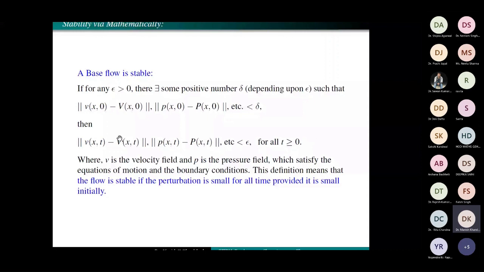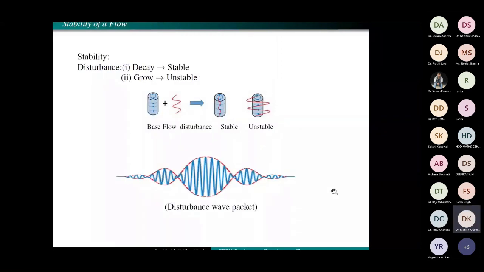Capital B stands for the basic flow. Small b is the normal velocity, just a velocity in the path. The difference between these two is called the disturbance, and if the disturbance remains finite for all time t greater than or equal to 0, then the flow is said to be stable. Otherwise it is unstable. The same mathematical definitions we now have to convert into pictures.